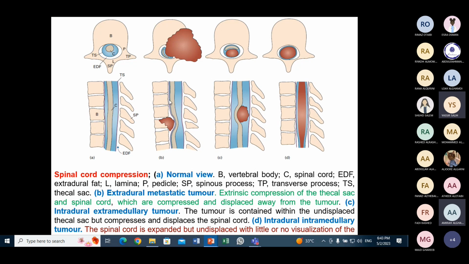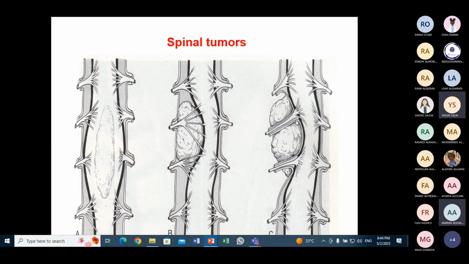This indicates an extradural tumor or extradural lesion. In the intradural extramedullary, the ipsilateral cecal sac is not compressed. Notice it is in the same area, but the CSF above the level of obstruction shows accumulation or increased volume of the CSF above the level of the tumor. And in the intramedullary tumor there is expansion of the spinal cord.